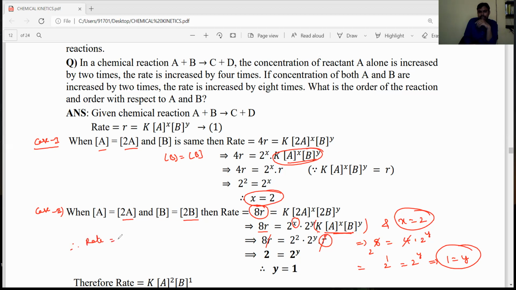According to the rate law, the rate expression is rate equals K into concentration of A whole square into concentration of B power 1. The order with respect to A is equal to 2 and the order with respect to B is equal to 1. So the total order, the order of reaction, is 2 plus 1 equals 3.